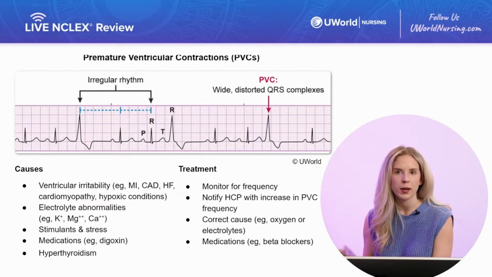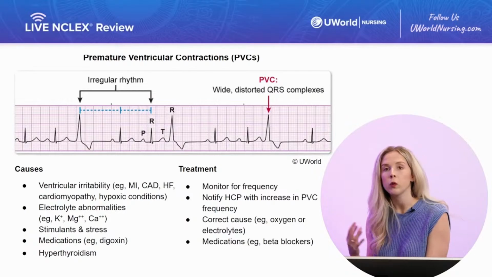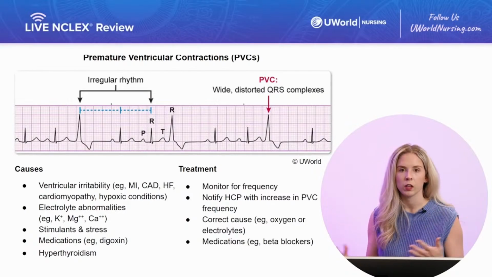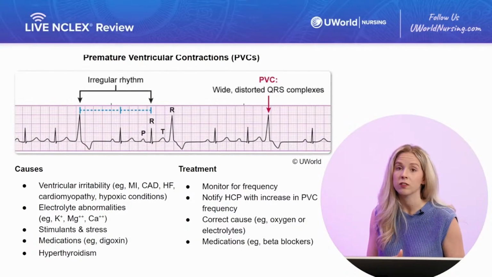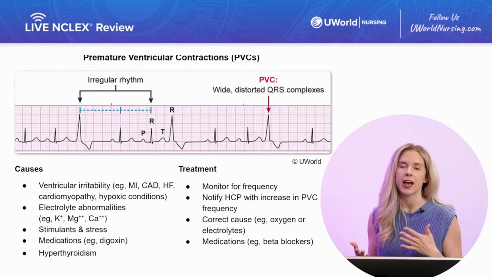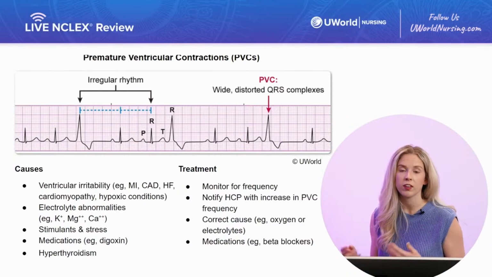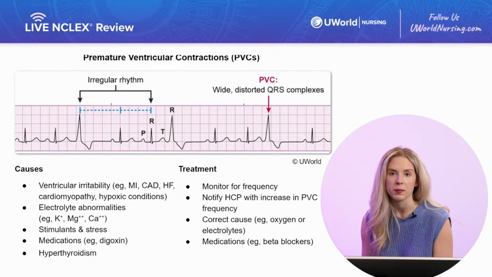And typically 1 PVC is generally not going to be something we're too worried about, but 3 or more PVCs is where we start to get a little bit more worried, because this can lead to ventricular tachycardia, or VTAC, and we know that VTAC has the potential to progress into ventricular fibrillation, or VFib, which is a life-threatening dysrhythmia.